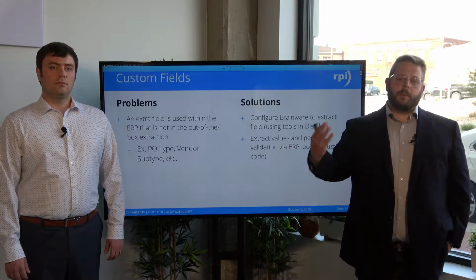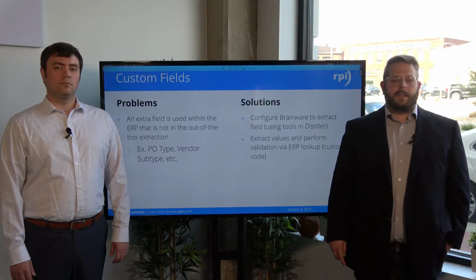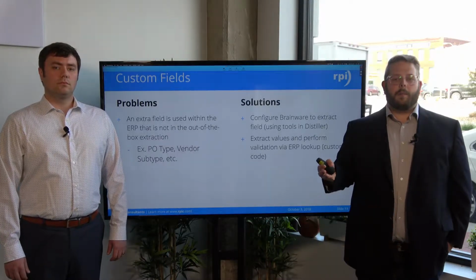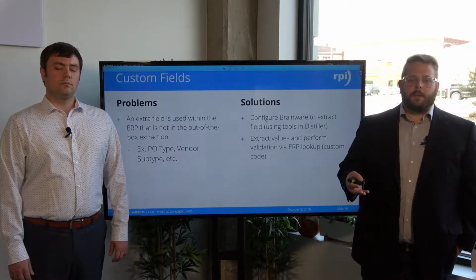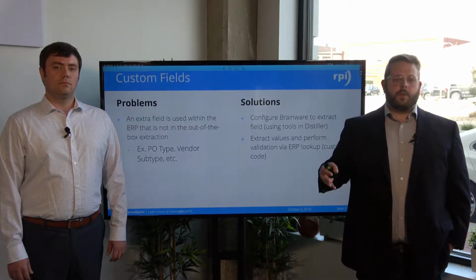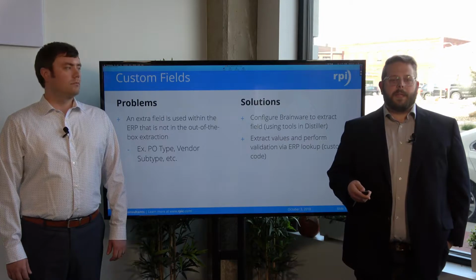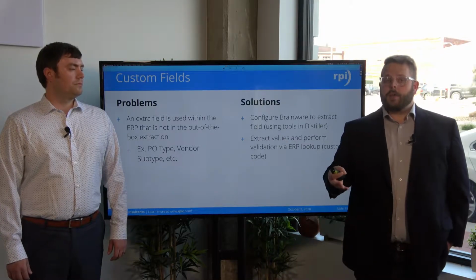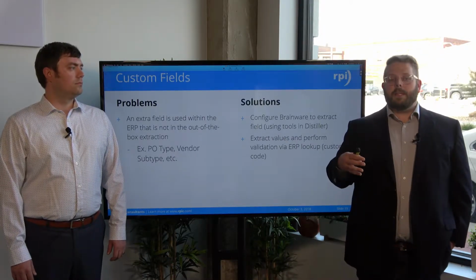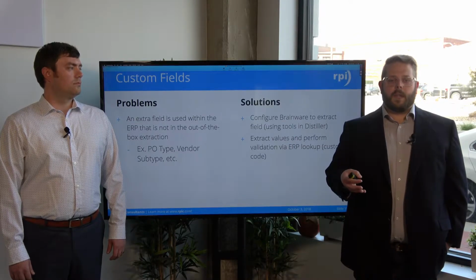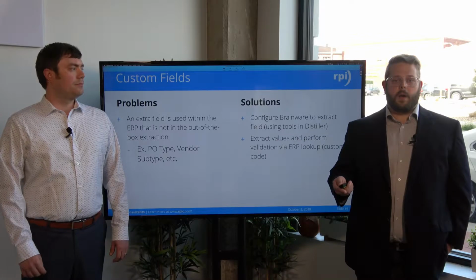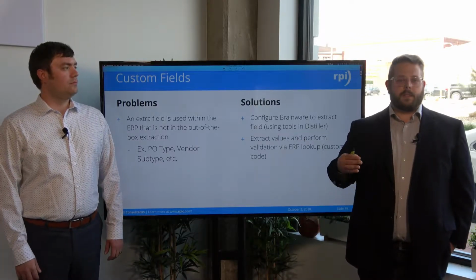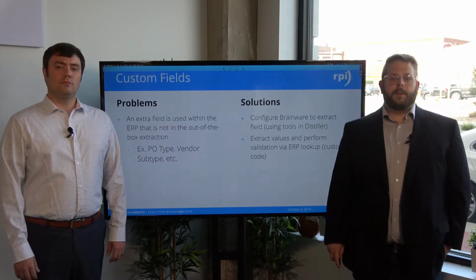So the first problem, somewhat related to what we've already talked about, is that there are extra fields required based on your business system that aren't out of the box and sometimes aren't easily configured using the GUI tools. This could be something like a PO type that goes along with your PO number that you at least need users to see even if it's not extracted. It also could be something like a vendor subtype. So do you want it classified as a service vendor or a utility vendor?